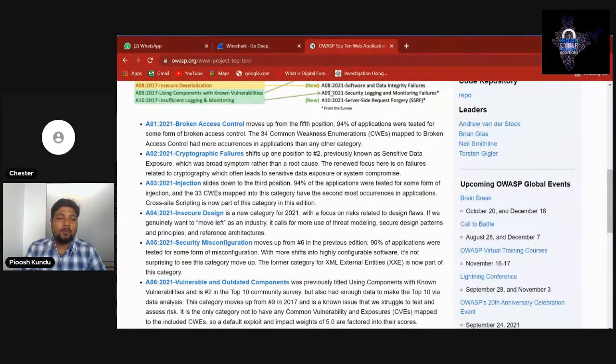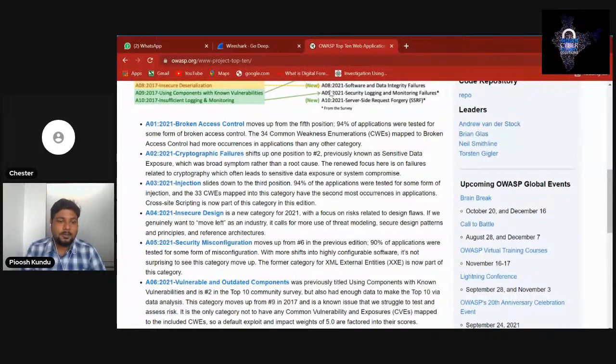In 2021, A2, cryptographic failures, shifts up one position to second, previously known as sensitive data exposure, which was a broad symptom rather than a root cause. The renewed focus here is on failures related to cryptography, which often lead to sensitive data exposure or system compromise.